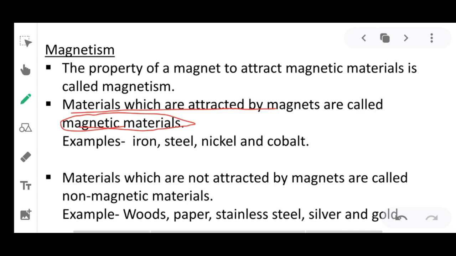And the materials which are not attracted by the magnets, like paper, wood, gold, silver, stainless steel, these kinds of materials are known as non-magnetic materials. Non-magnetic material means the materials which are not attracted by the magnets.